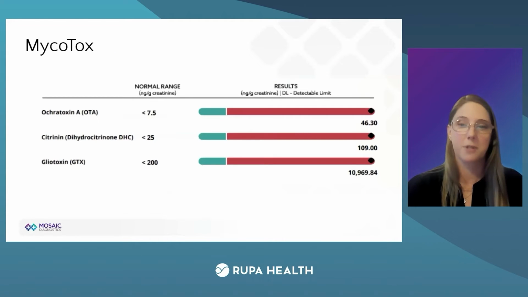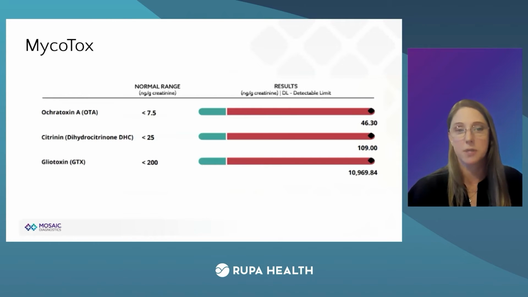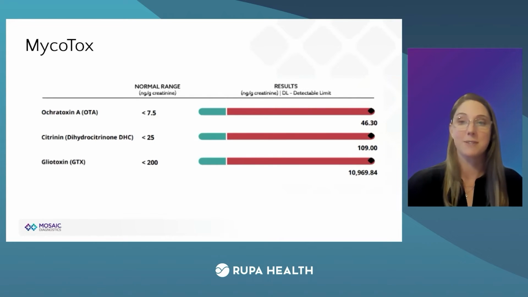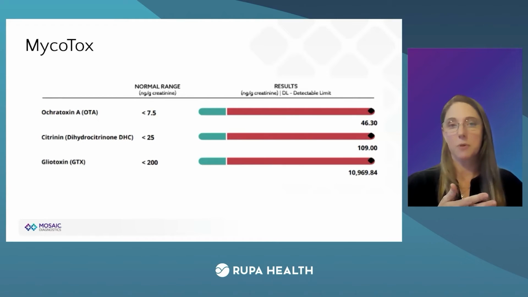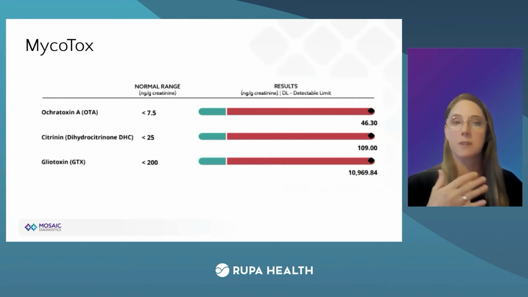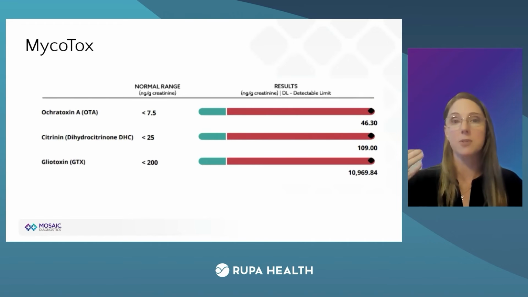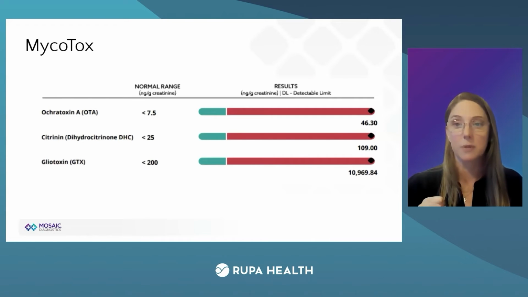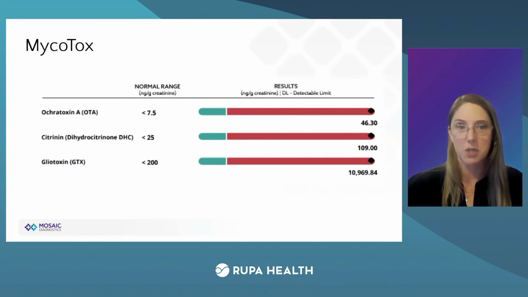And finally, her mycotox. She had elevations of ochratoxin, citrinin, and gliotoxin. That gliotoxin was really an impressive elevation. We always get asked, how elevated is this? And what I tell people is, look at the normal range and think of it as orders of magnitude above what's considered normal. So for this particular individual, every single one of these is a pretty significant elevation.